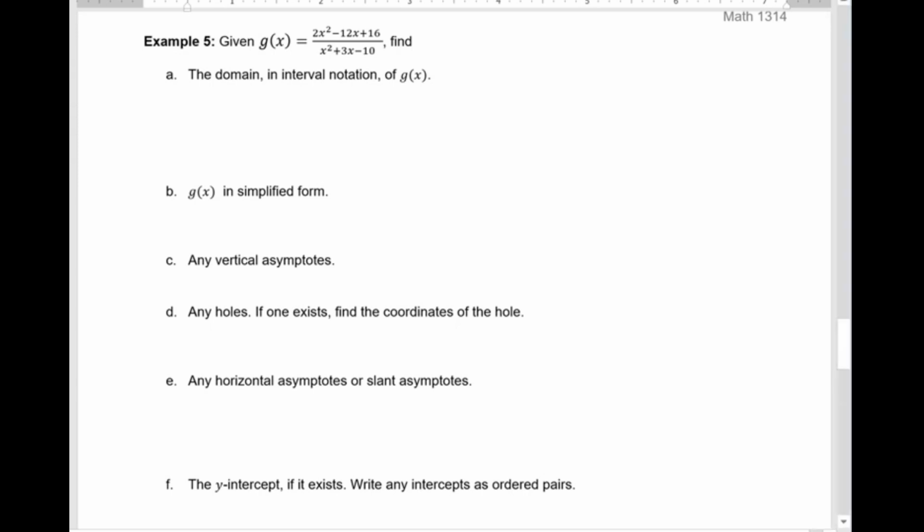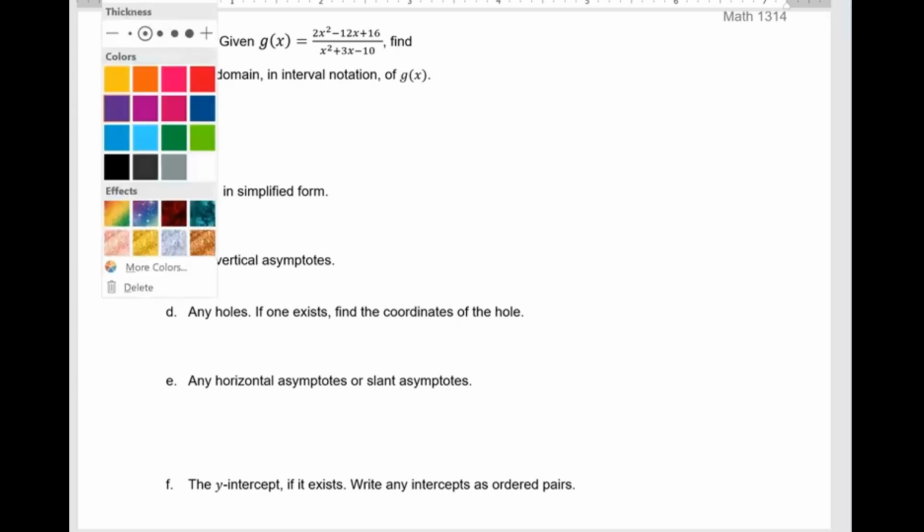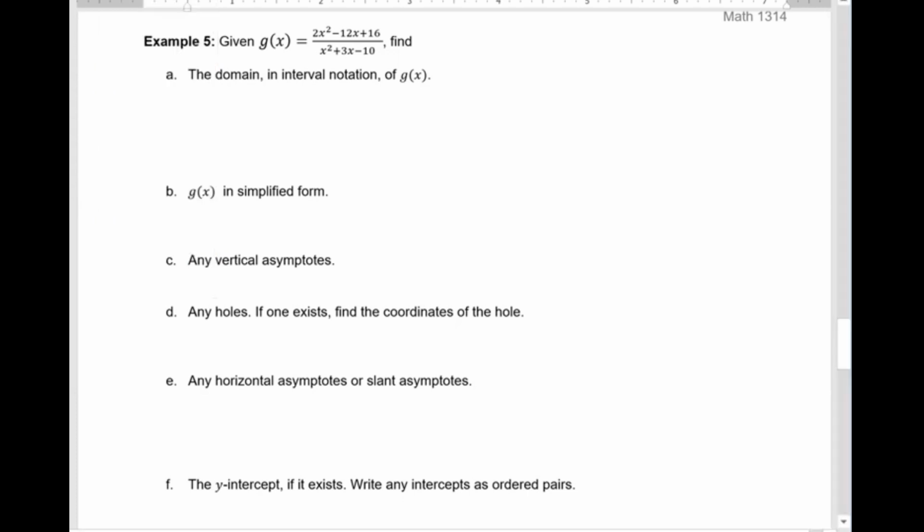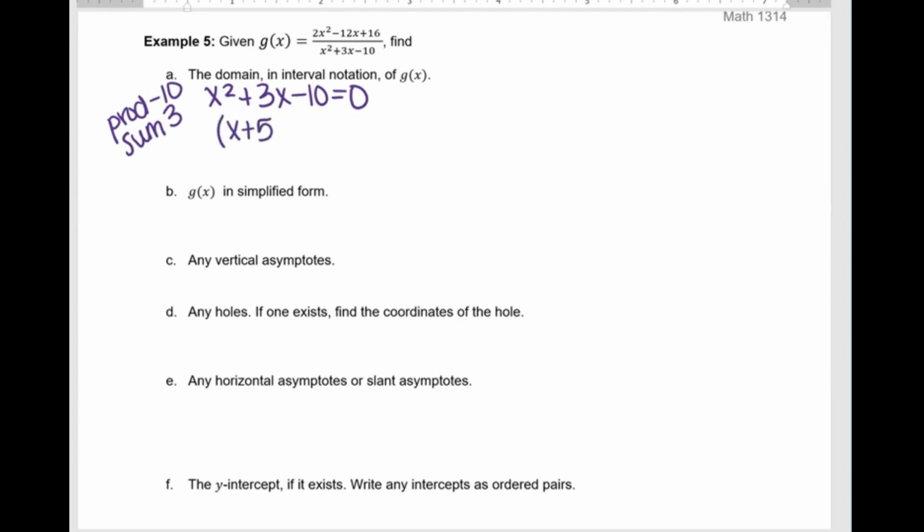Next example, we have this rational function, which looks a lot ickier than the one we just did, but it's okay. We're going to approach it the same exact way. So we're going to take our denominator, set it equal to 0 to find our restricted values. Here we would be looking for a product of -10 and a sum of 3, which means that we need x plus 5 and x minus 2 equal to 0. And we find that our restricted values are x equal to -5, x equal to 2.